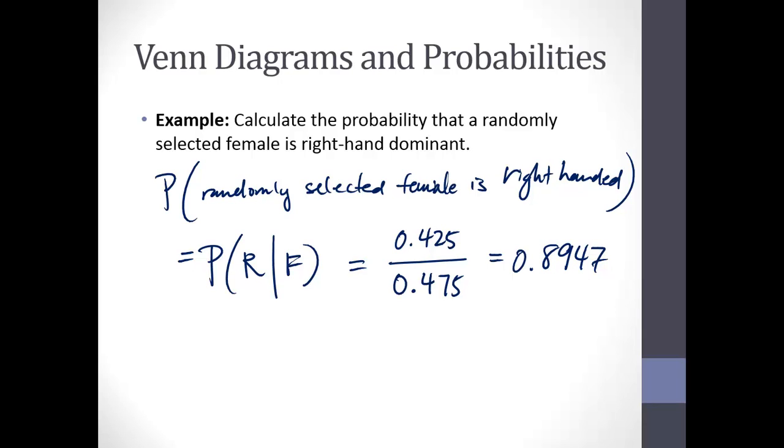And again, just thinking about what we wrote down here, what we wrote down was the probability of being right-handed and female, that was our 42.5%, divided by the probability of being a female. Again, the probability of being a female in this group was 47.5%. Probability of being both right-handed and female was 42.5%. So take the ratio there to tell us how many females are right-handed. Exactly right.